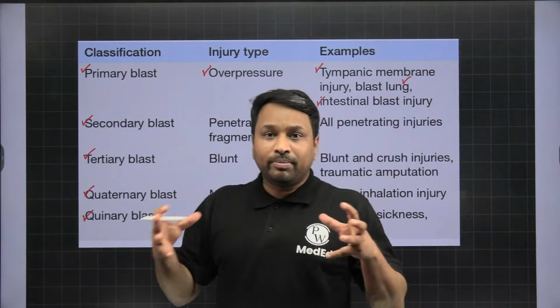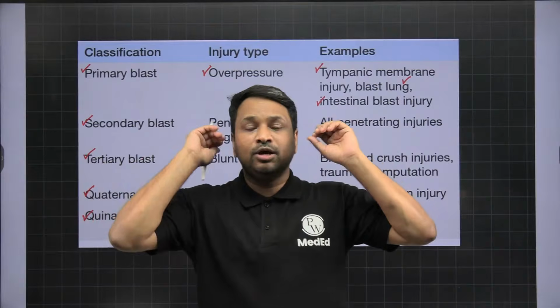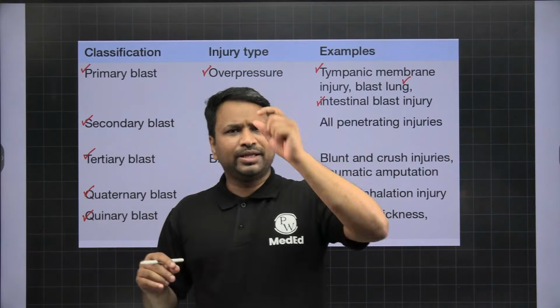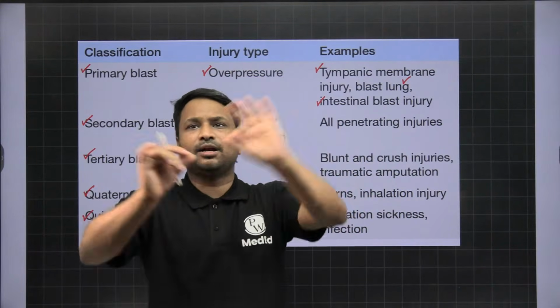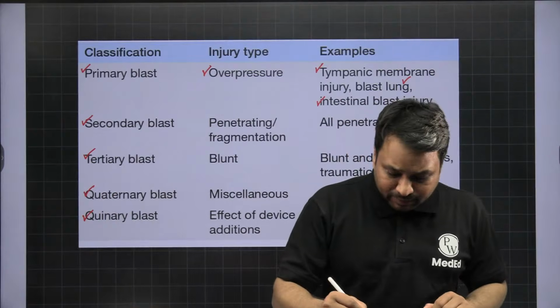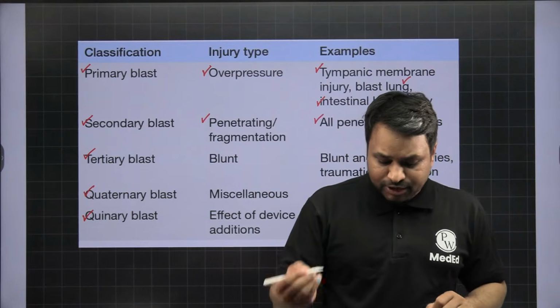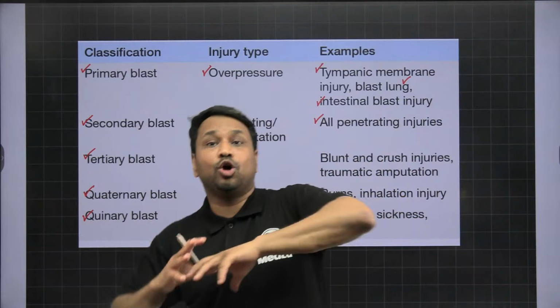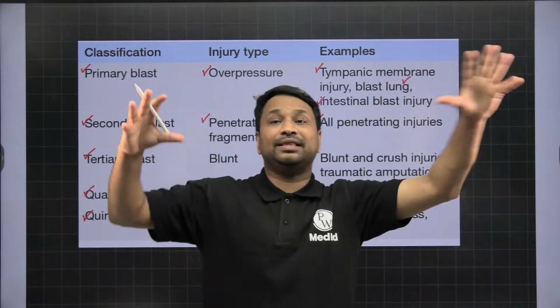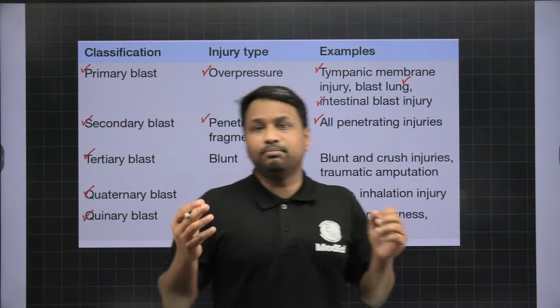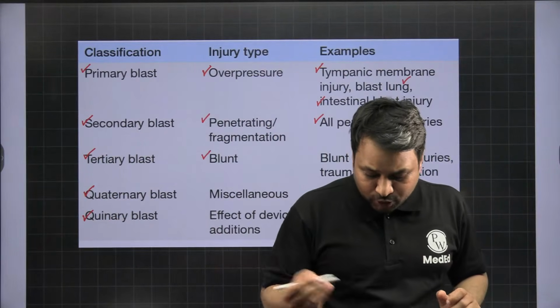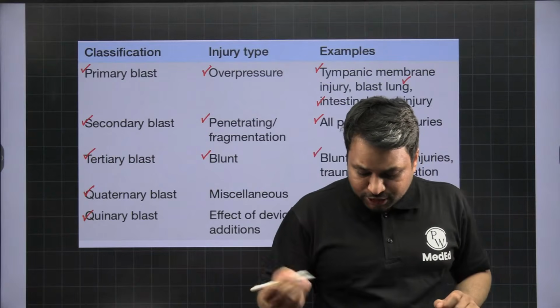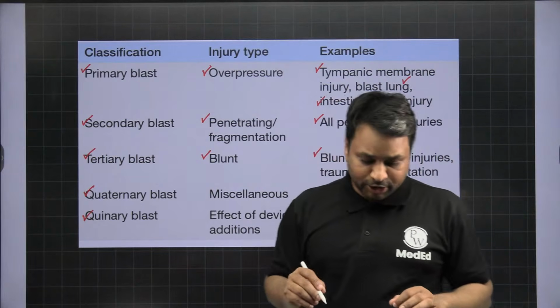Secondary is when the bomb is going to blast. First the shock waves will come, then whatever is there in the bomb, it could be pellets, shrapnel, they'll come and stick onto you. And that fragmented injury, all penetrating injuries are secondary. What is tertiary? Now, as that blast is going to hit, you're going to fly and fall. And then when you fall, it creates a blunt trauma. So blunt force due to fall can result in crush injuries and blunt force injuries. That is going to be tertiary.